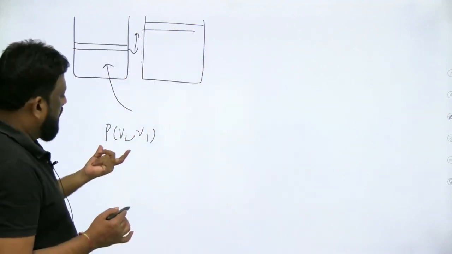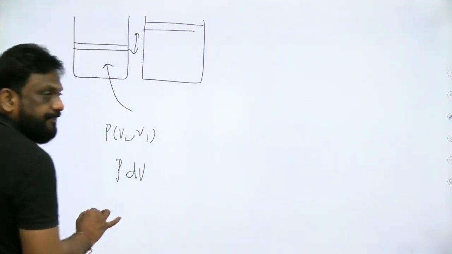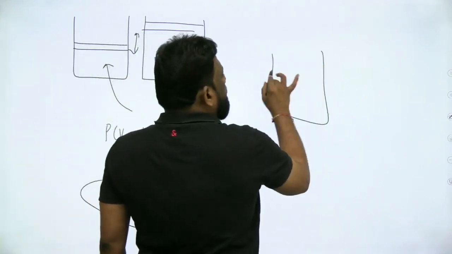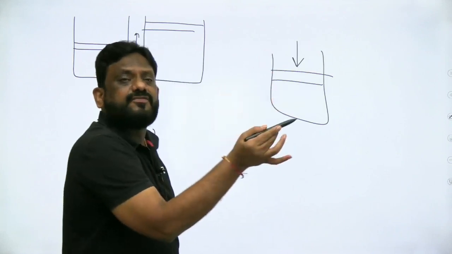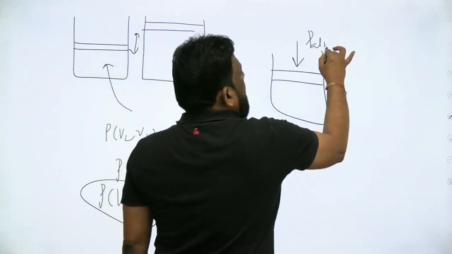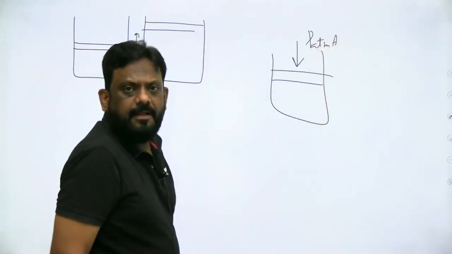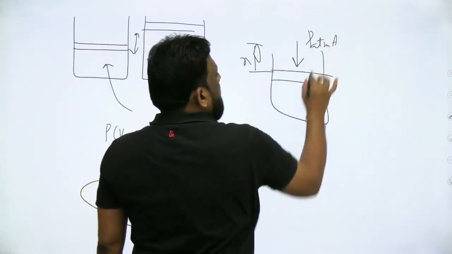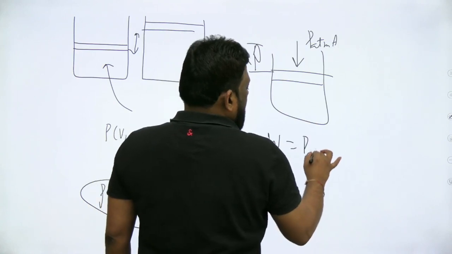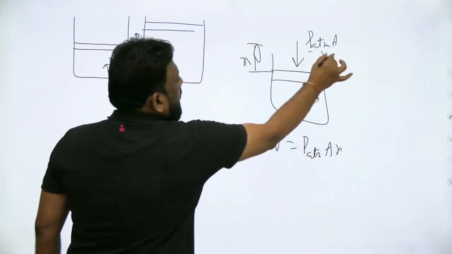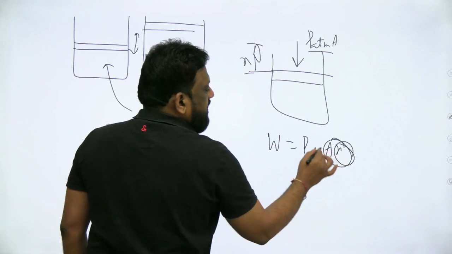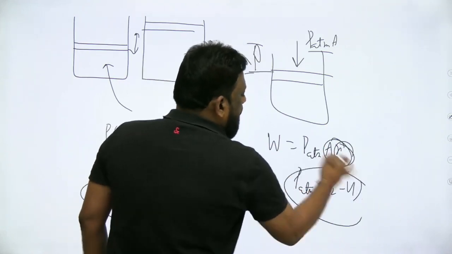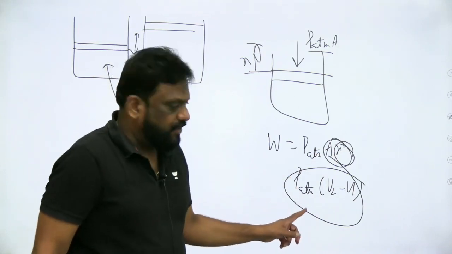How did you get it? For reversible it is PdV. You have written, therefore you wrote P into V2 minus V1, you got for reversible. But for irreversible, I have gone from fundamental equations. What is the fundamental equation? The force is P_atm into A. So therefore, how much distance has it moved? X. So therefore, work is given by P_atm A X, force into distance. Okay, but what is AX? AX is change in volume. Therefore, it is P_atm into change in volume. So therefore, again you are getting atmospheric pressure is not changing.